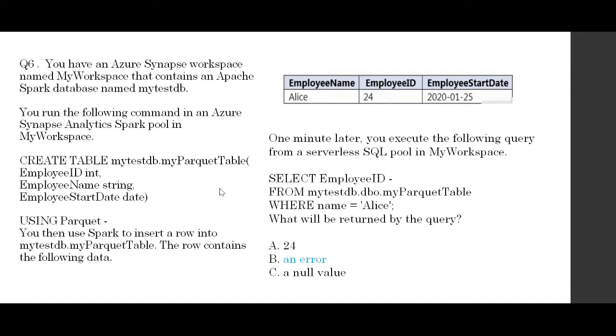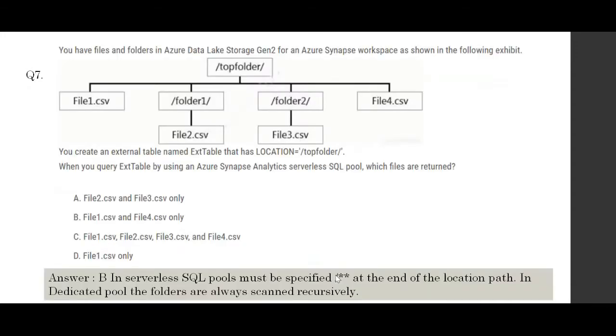So here the answer is an error. Can you guess why it is an error? Because we don't have a field called name. It's employee name. So you should have mentioned where employee name. So that's why the answer is an error. Okay. I hope you got it. So just understand the syntax as well. The column names have to be specified properly. So moving to the next question, Q7.